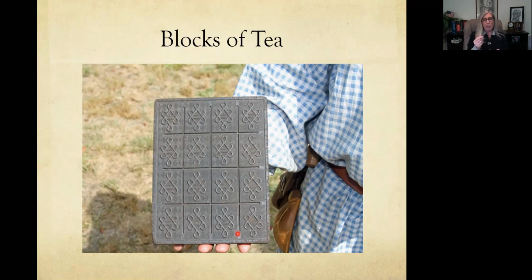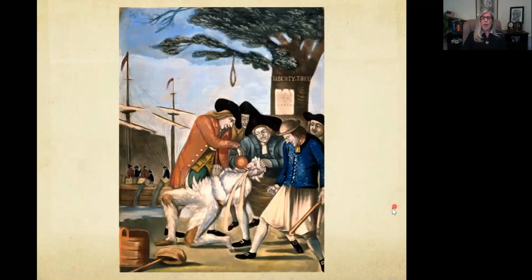And it's the granular tea leaves that you're familiar with, but it's compressed into these blocks that are semi-solid. But when you put it into water, it dissolves. All right, so that's what would be filling the chest that they dump into the harbor. This is another very famous political cartoon that is looking at the Boston Tea Party.